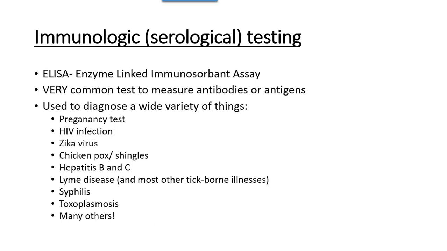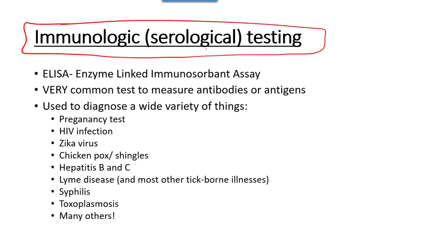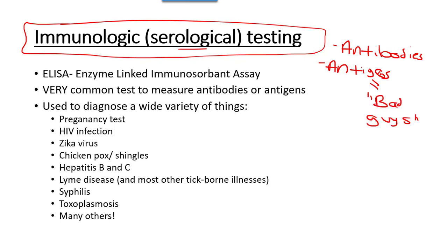Now, the other main class of testing, we said there was genetic testing. The other main class is immunological, otherwise known as serological testing. Serological testing takes into account antibodies and antigens. I hope you guys are familiar with these terms, but just in case, antigens are the bad guys. The antigen is a foreign molecule, like a protein from a bacteria or a virus. So the foreign invader is the antigen. And the antibodies are proteins made by the immune system in response to the antigen.